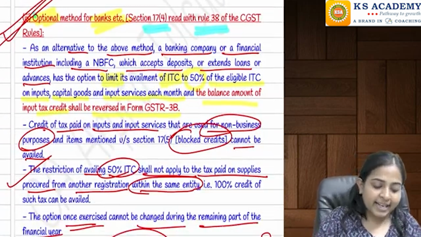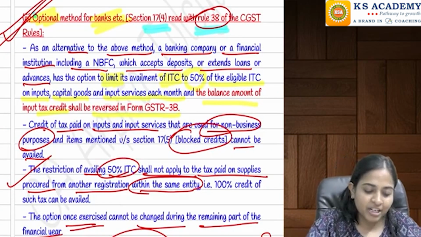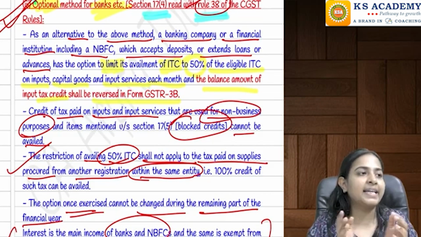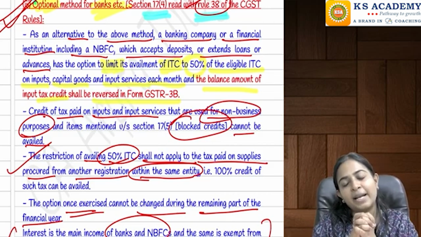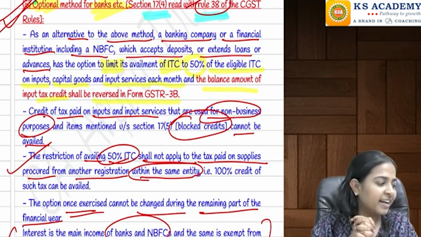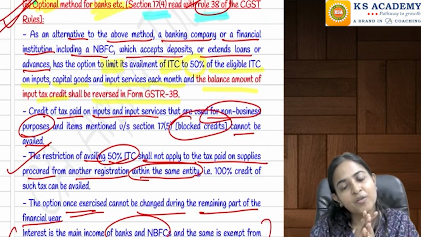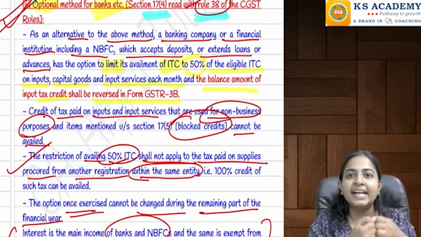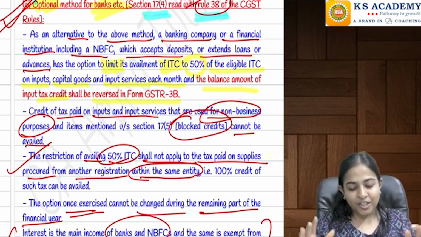And then the next one is rule number 38, section number 17(4). This is an optional method available for the banks. Now what will happen in case of banks? Can we say in case of banks, the major service is the service of providing loans, extending deposits, where the consideration is in the form of interest or discount, right? So can I say maximum turnover is exempt turnover only? If maximum turnover is exempt turnover, can I say its majority ITC will be reversed while doing that E by F? So we gave an option to the banks.